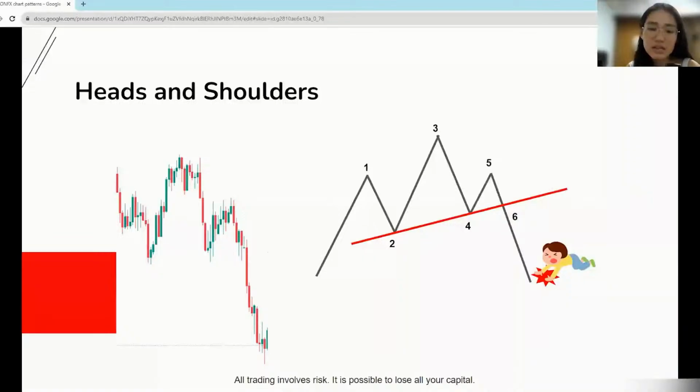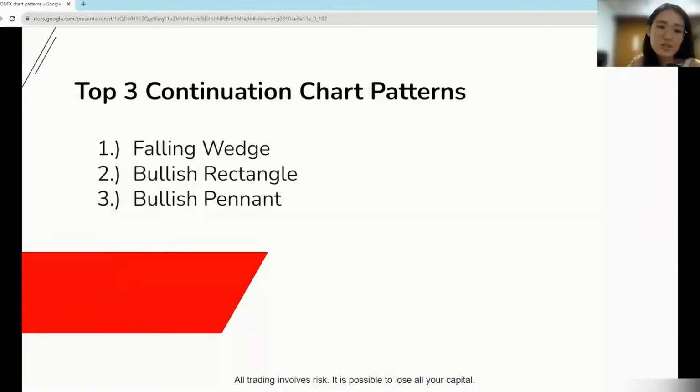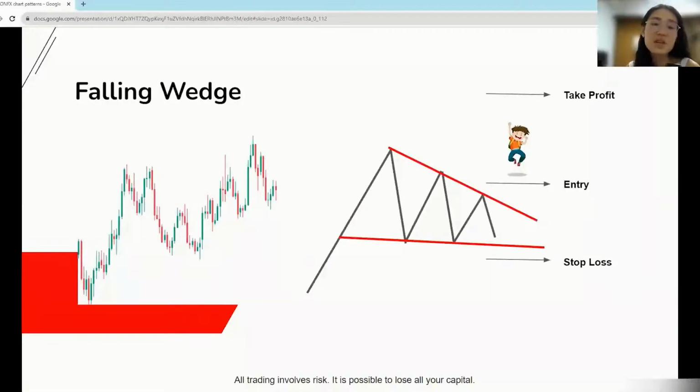Next, let's take a look at the top 3 continuation chart patterns. The previous 3 we looked at were for reversal purposes. Now we're going to see how we know if price is going to continue in its direction. Firstly, we have falling wedge. All these chart patterns I'm going through now are pretty popular and quite easy to spot on your charts. Later on, when I go through some harmonics and Elliott wave patterns, those are a little bit harder to spot, but we'll go through those shapes and patterns later on.